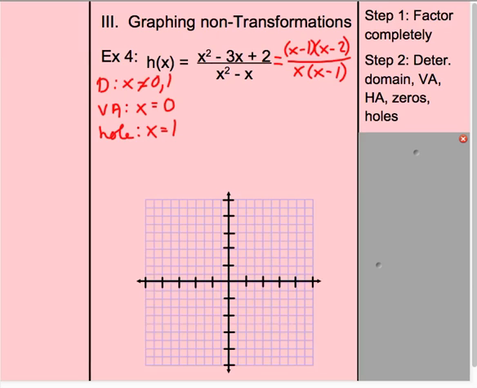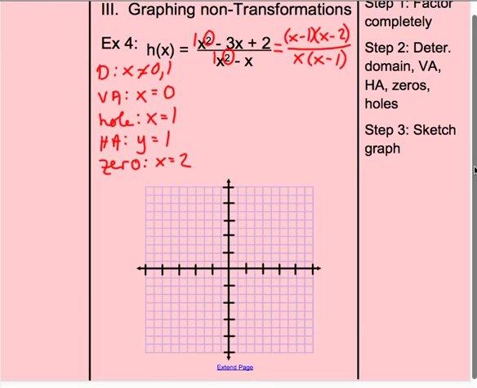Horizontal asymptote, that's where we identify the degree of the numerator, which is 2, the degree of the denominator, which is 2. When they are equal, you do lead coefficient divided by lead coefficient. So in this case, 1 divided by 1, we have a horizontal asymptote at 1. And our zero will occur where the numerator equals 0. Now the x minus 1 would cancel, so the only piece left is x equals 2.